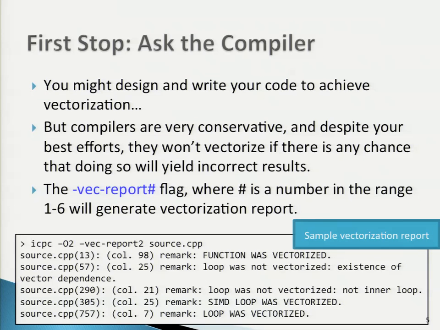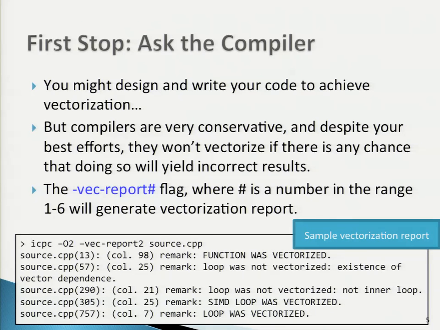The first step, generally, is that we sit down and plan how we're going to write our code so that we take advantage of vectorization. And we think we've got it figured out, and then you implement your code, and you think that's going to vectorize for certain. But compilers are very, very conservative.